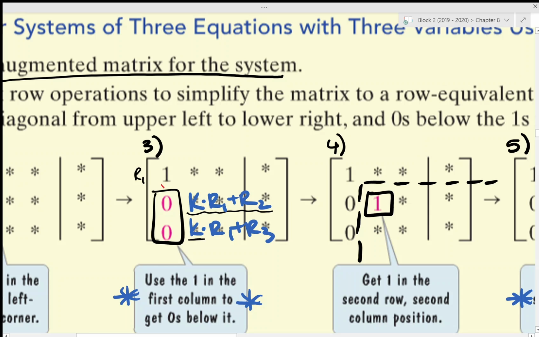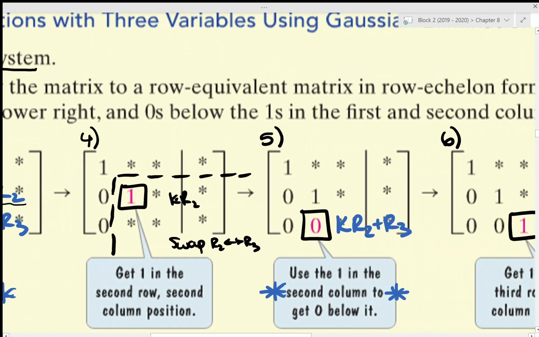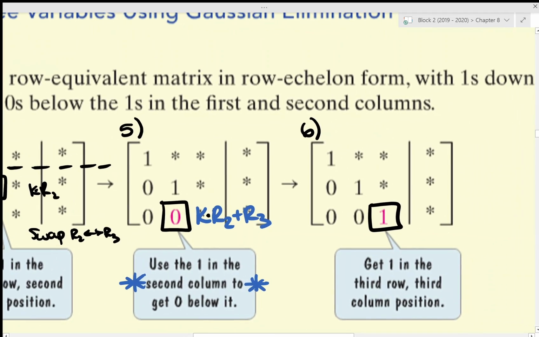Now you could get that 1 there by multiplying some constant to row 2, or you could swap rows 2 and 3 if you feel like row 3 is easier to get a 1 in that spot than row 2 is. After you get the 1, again, use that second row where you just got the 1 to make the 0 below. Multiply some constant, choose that second row, and then add it to row 3 to make the 0. Then finally, I'm just going to get that final 1 in that bottom corner.